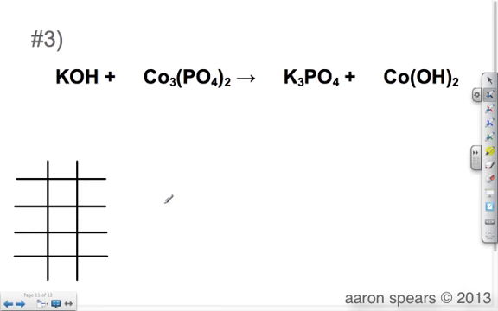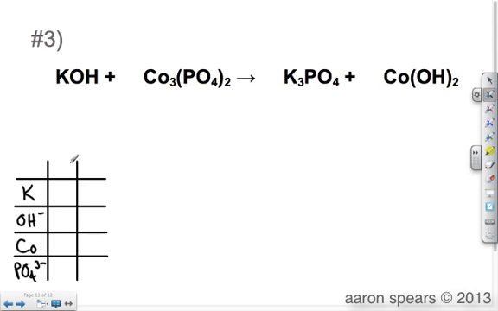As I'm filling out my inventory list, I notice that I have potassium and hydroxide and cobalt and phosphate ion. The reason why I'm writing out the individual polyatomic ions, once again, is because these ions are not broken up during the course of the chemical equation. If they are, you have to break them down into their individual elements. But because they're not, I'm going to keep these together and balance polyatomic ions.